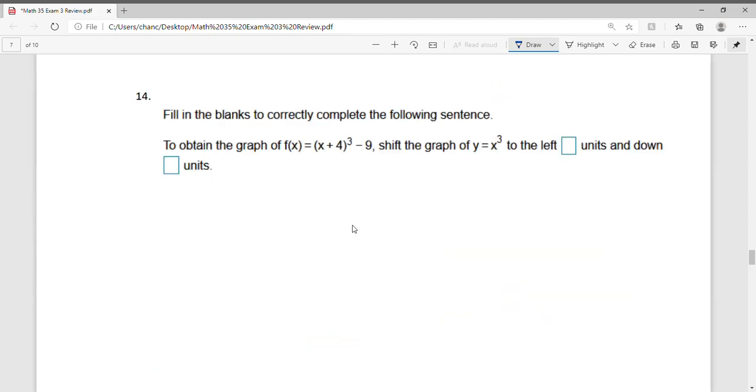Question 14. Fill in the blanks to correctly complete the following sentence. To obtain the graph of f of x equals x plus 4 cubed minus 9, shift the graph of y equals x cubed to the left blank units and down blank units.